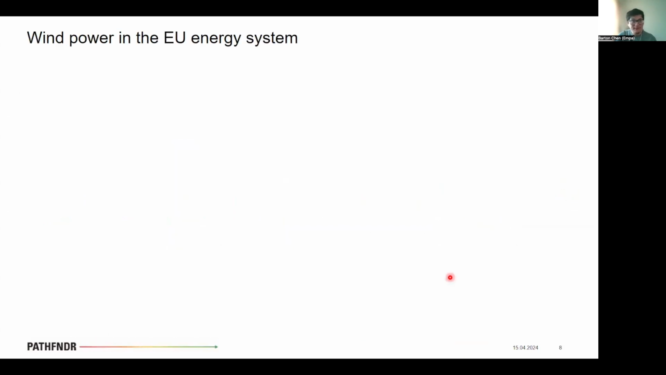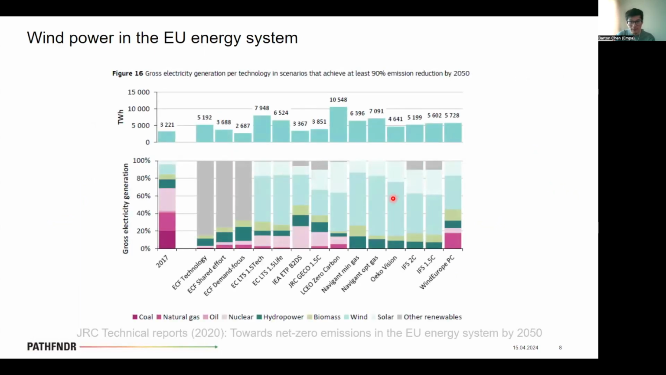So once we see this wind characteristic, I want to give an overview about the potential of wind power in Europe. I got some results from a report in 2020 about the different net zero scenarios in the EU energy system by 2050.